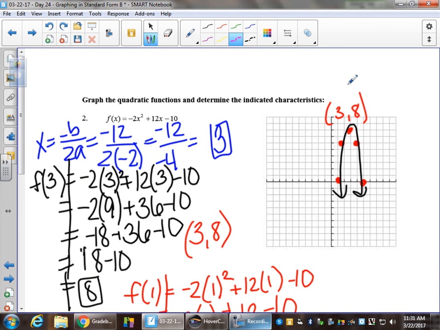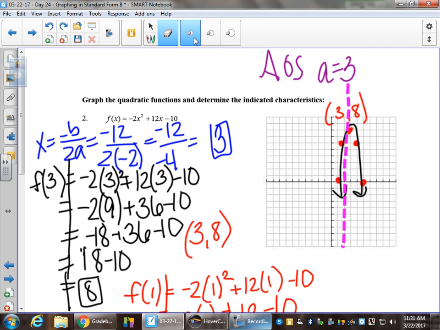Lastly, what is my axis of symmetry? A equals 3. Oh, x equals 3.